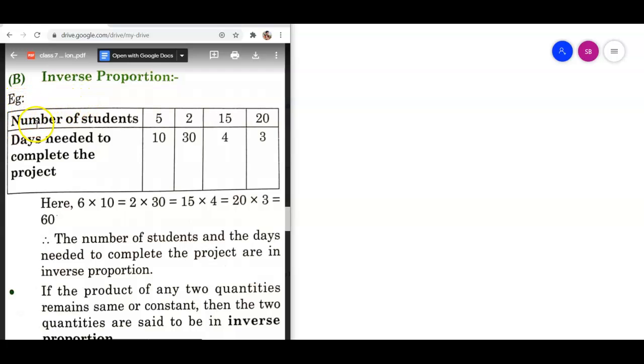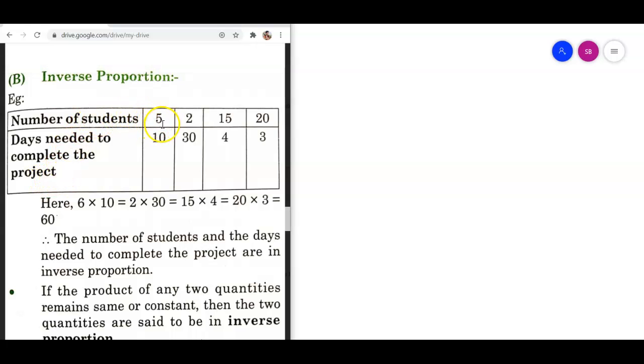Now let's see the example. Number of students and days needed to complete the project. You can see the number of students, 5 is given over here, but it is actually 6. So there is a printing mistake over here. The number of students is 6 and the days needed to complete the project is 10. So if the number of students decreases to 2, the number of days increases to 30. Right? If one thing decreases over here, the other thing increases. So here the number of students has decreased, and therefore the days needed to complete the work have increased.